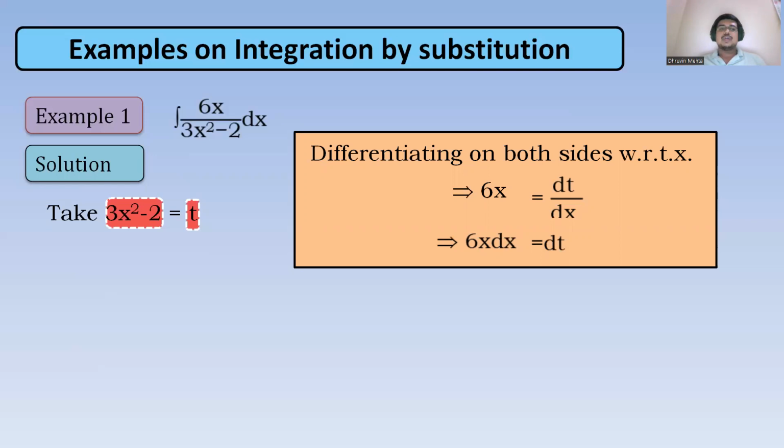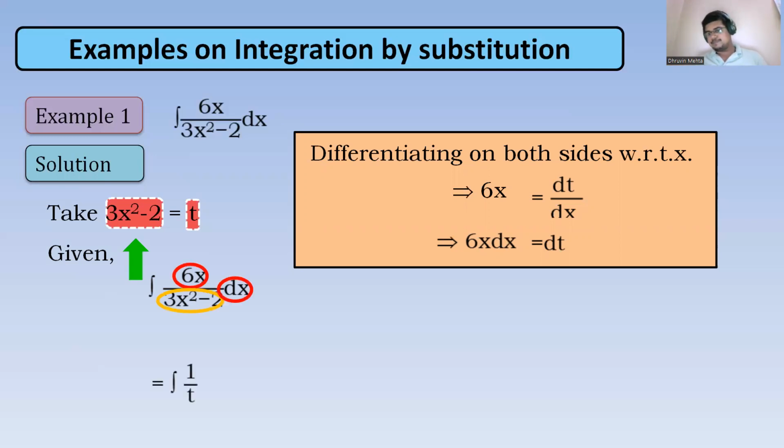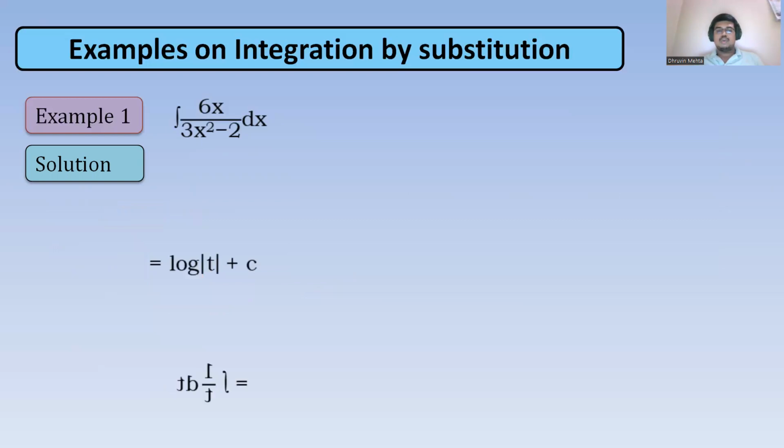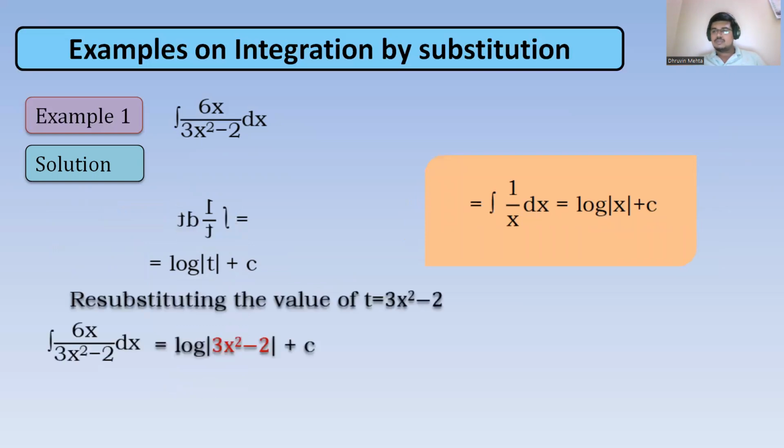So guys, in the question now, this 3x square minus 2 can be written as t. And what will we do with 6x dx? dt. So we have converted the whole question into t. The application of doing this is we can now directly write the answer. So what is the answer for integration 1 upon t? We have a direct formula for this. Log t. So log mod t, that's the answer. So the final answer is log mod 3x square minus 2.